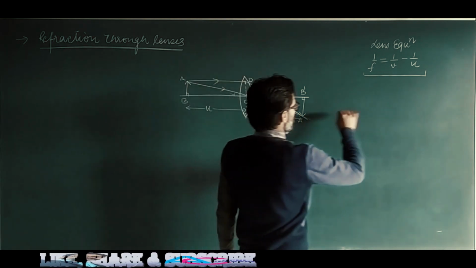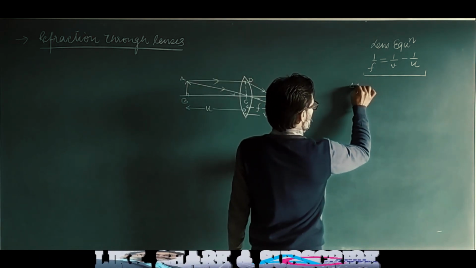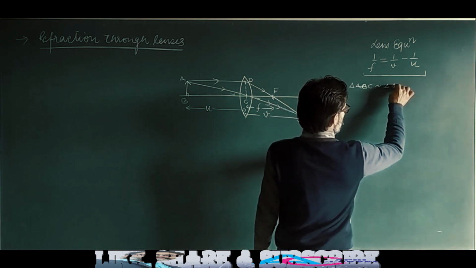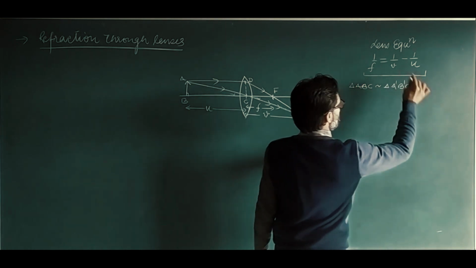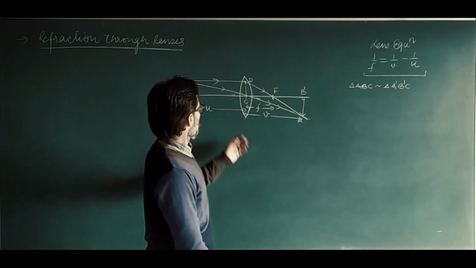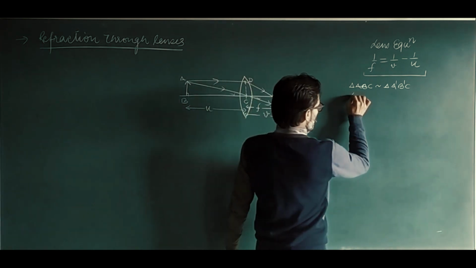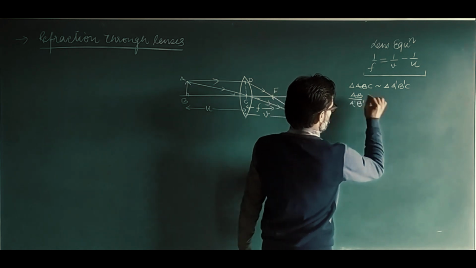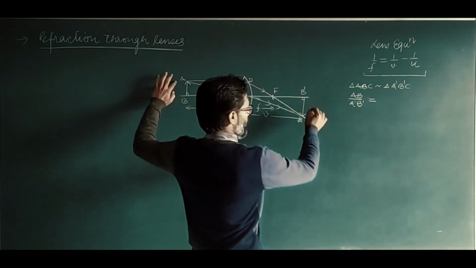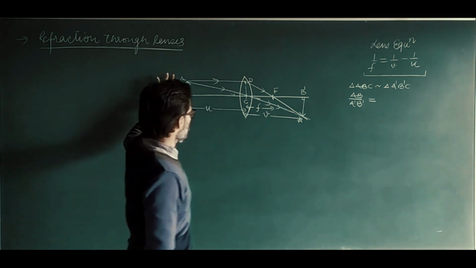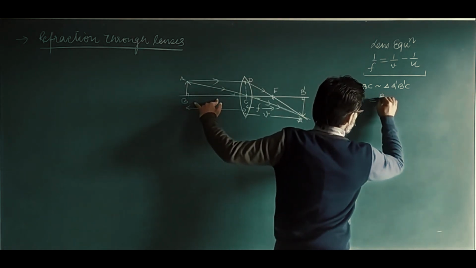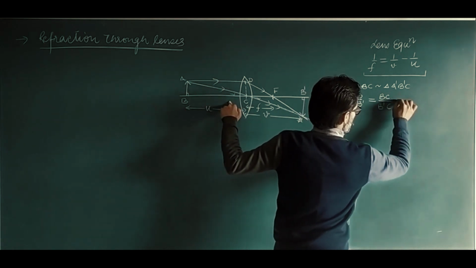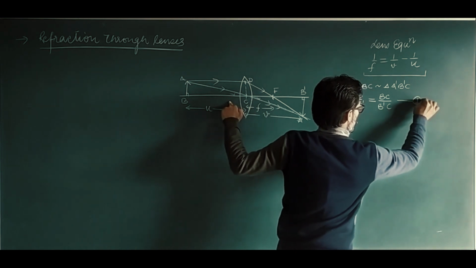We can conclude that triangle ABC is similar to triangle A dash B dash C. Now apply the condition: AB upon A dash B dash equals BC upon B dash C. Let us say this is equation number 1.